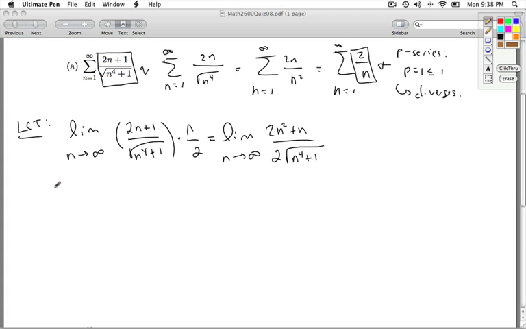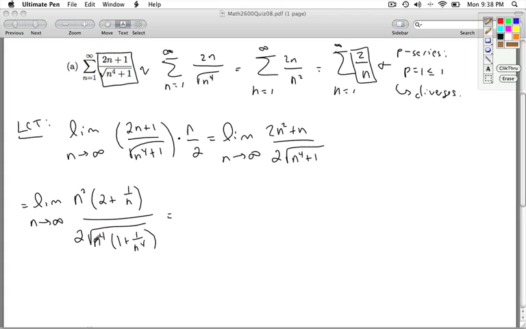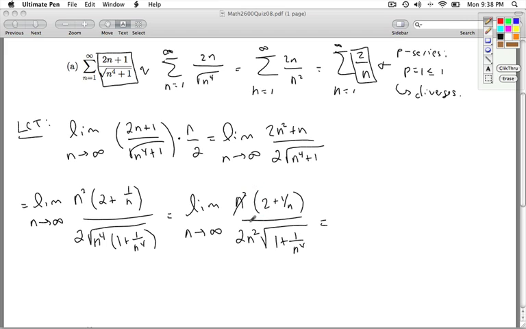So we take a trip back to Calc 1. How do we handle these kinds of animals? We'll factor out the highest power in the numerator, which is n squared. We're left with 2 plus 1 over n, divided by the highest power in the denominator. I'll take an n to the fourth out underneath the radical, but that n to the fourth comes out as an n squared. So these n squareds cancel each other out.